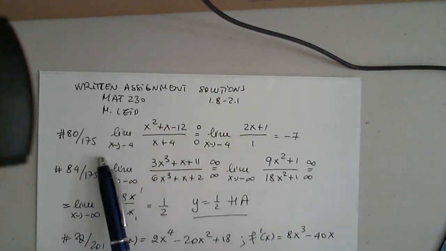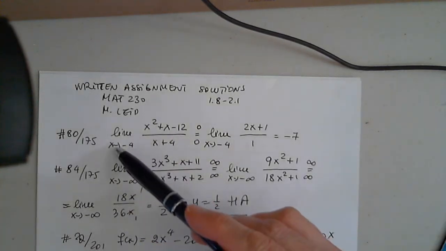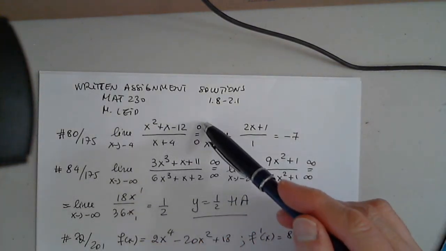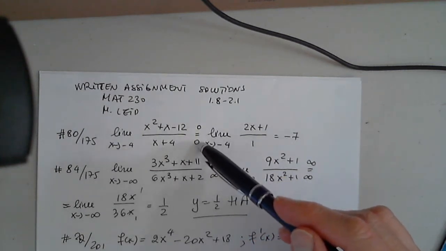Okay, so we have a limit here from a rational function. When we plug in -4, the top is 0. When we plug in -4, the bottom is 0. Typical situation for L'Hopital's rule.